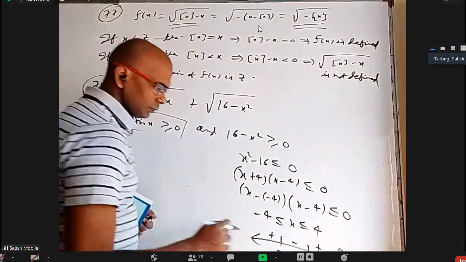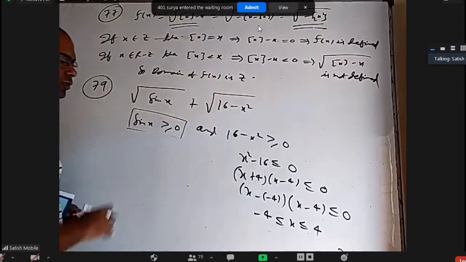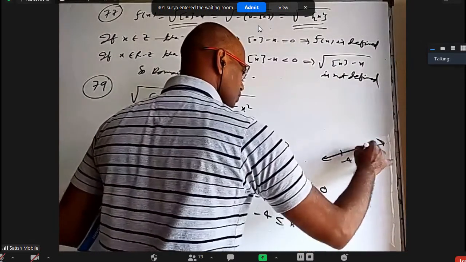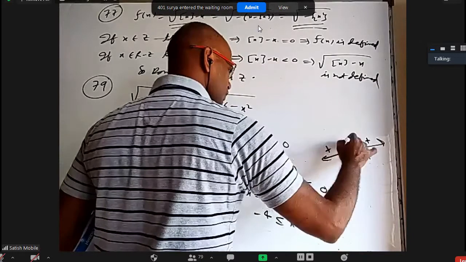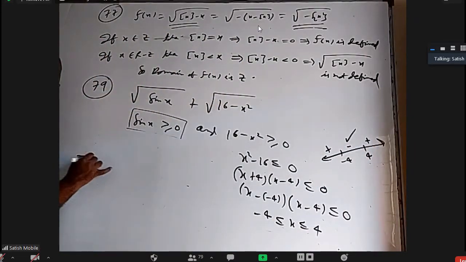Now, we have to only worry between minus 4 to 4 where sin x is positive. That's all. Anyway, for this number line, minus 4 plus minus plus, and we want. Okay, let us see the graph of sin x.